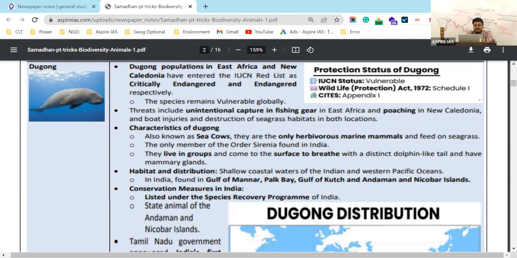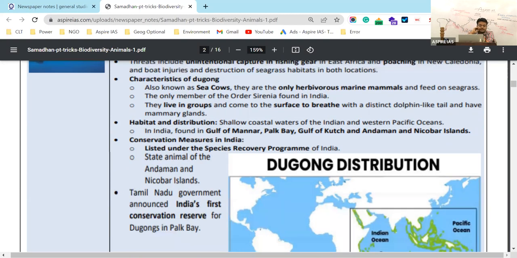Threats include unintentional capture in fishing gear in East Africa and poaching in New Caledonia, and boat injuries and destruction of the sea grass habitat, because its food is sea grass. Dugong is also known as sea cow. They are the only herbivore marine mammal. The word is "only", this is a PT trick.